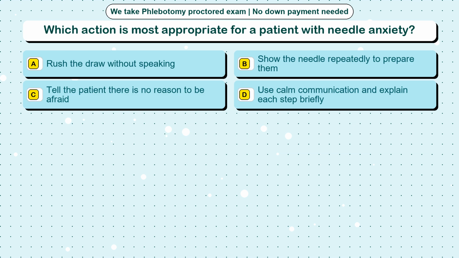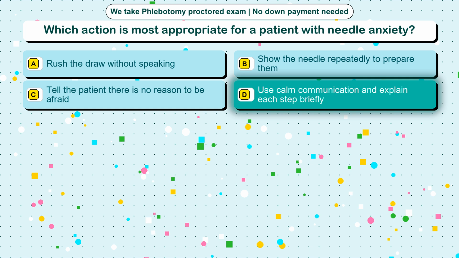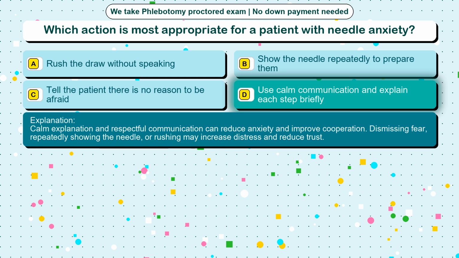Question 70. Which action is most appropriate for a patient with needle anxiety? Option A. Rush the draw without speaking. Option B. Show the needle repeatedly to prepare them. Option C. Tell the patient there is no reason to be afraid. Option D. Use calm communication and explain each step briefly. The correct answer is option D. Use calm communication and explain each step briefly. Calm explanation and respectful communication can reduce anxiety and improve cooperation. Dismissing fear, repeatedly showing the needle, or rushing may increase distress and reduce trust.